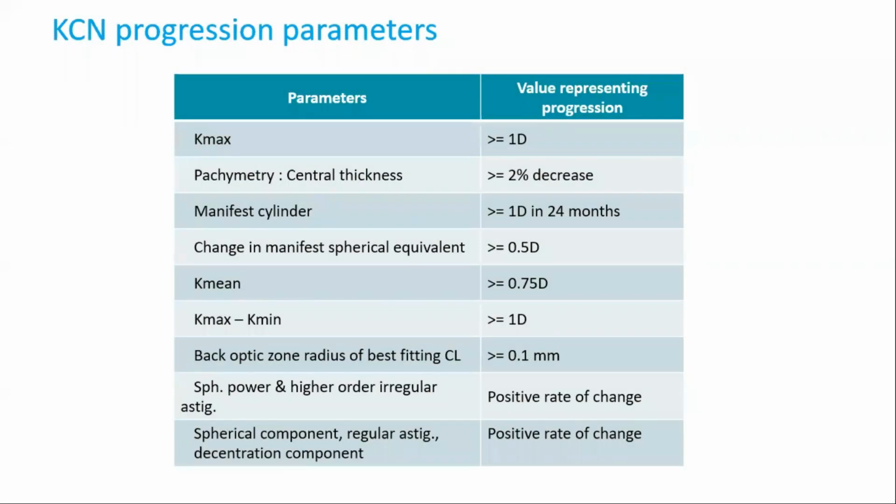So, to say that the keratoconus is progressing, the Kmax should change by more than 1 diopter, and there should be a 2% decrease in the pachymetry between the two visits, and manifest cylinder should change by more than 1 diopter between the two visits within a span of 1 year, and 2 years. And change in the manifest spherical equivalent should be more than 0.5 diopters, and K mean should be more than 0.75. And these are the important things we have to look at to say that the keratoconus is progressing.